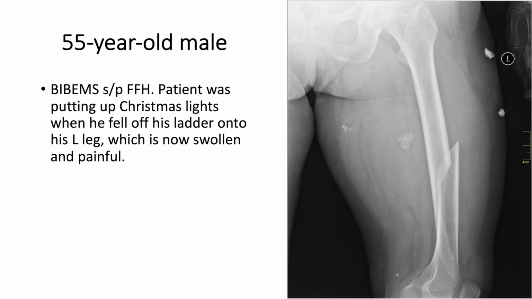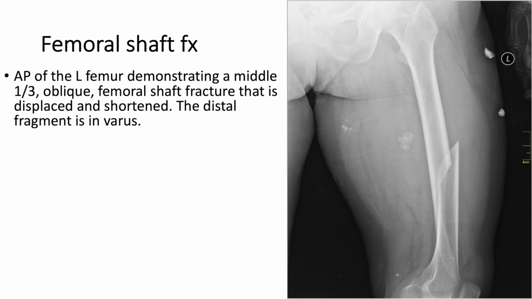Here's our next one, 55-year-old male, brought in by EMS, status post fall from height. The patient was putting up Christmas lights when he fell off his ladder onto his left leg, which is now swollen and painful. I'll give you 5 seconds. All right, so this is a femoral shaft fracture. The way you would read this is AP of the left femur, demonstrating a middle third oblique femoral shaft fracture that is displaced and shortened. The distal fragment is in varus.